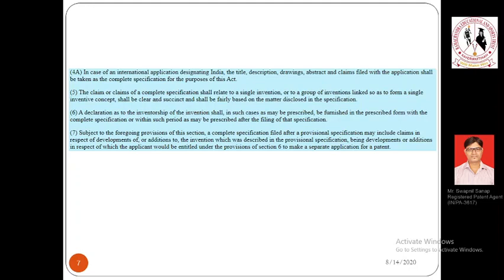Apart from that, there is another section in section 10, called section 10(7), wherein a complete specification filed after a provisional specification may include claims in respect of the development of or addition to the invention which was described in the provisional specification, being development or addition in respect of which the applicant would be entitled under the provisions of the section to make a separate application for the patent. Right. So here what it says is, once a provisional application is filed, you know that a provisional application is generally filed when the invention is at an idea or concept stage.